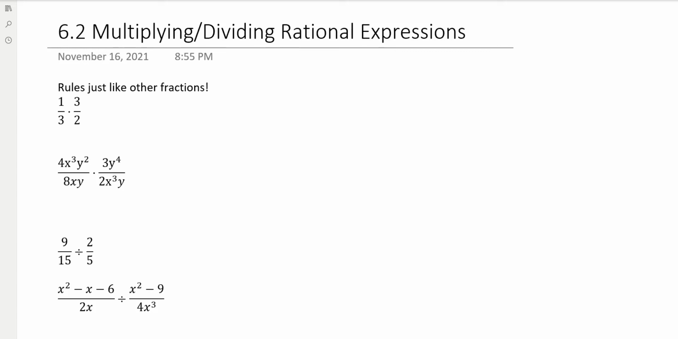Hello and welcome to my video, lesson 6.2, where we're looking at multiplying and dividing rational expressions. The rules are just like any other fraction. That is important to notice here. So let's look at the multiplying rules and then the dividing rules in a second.